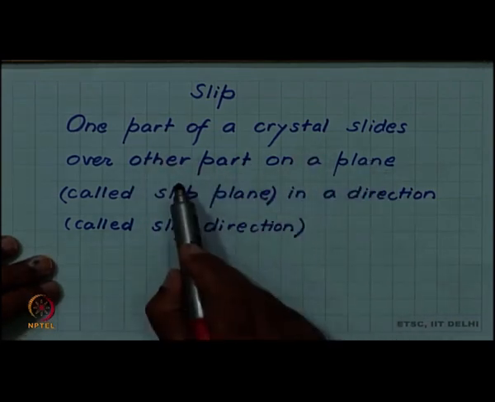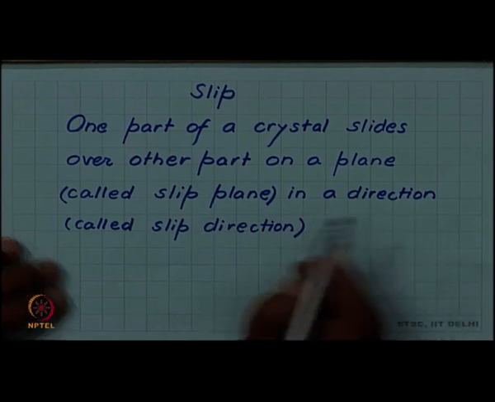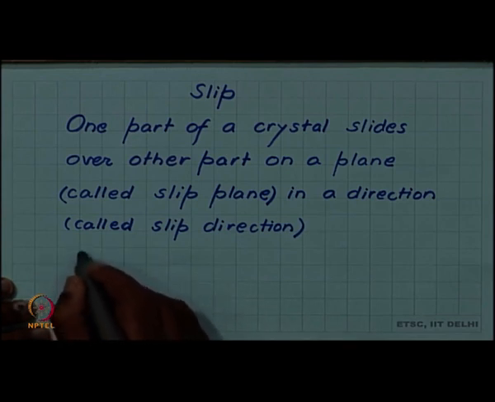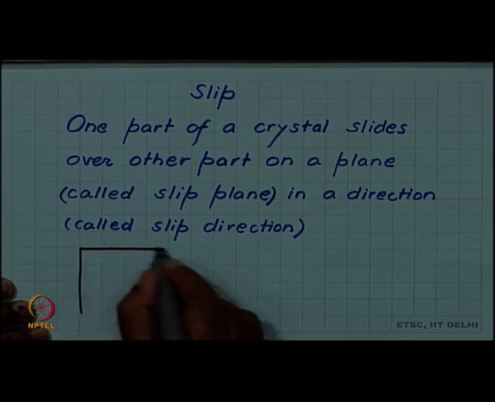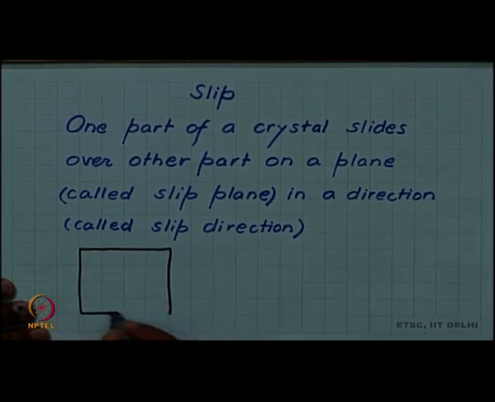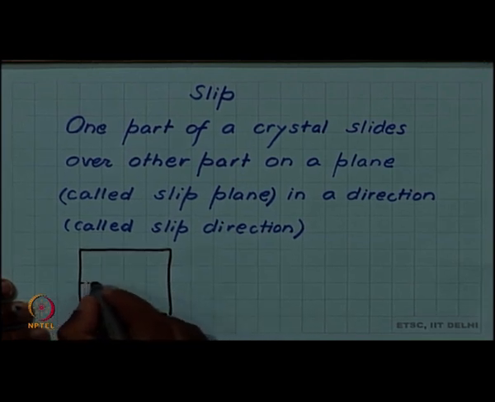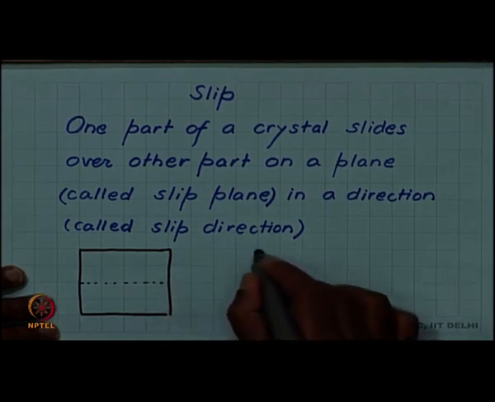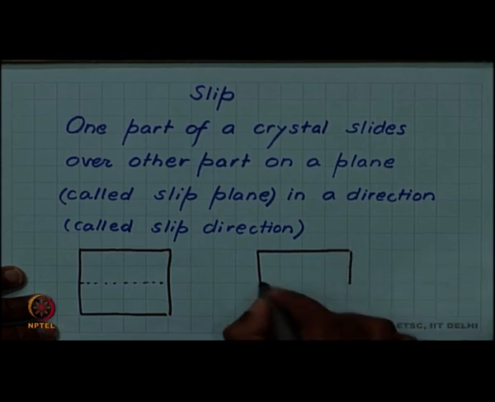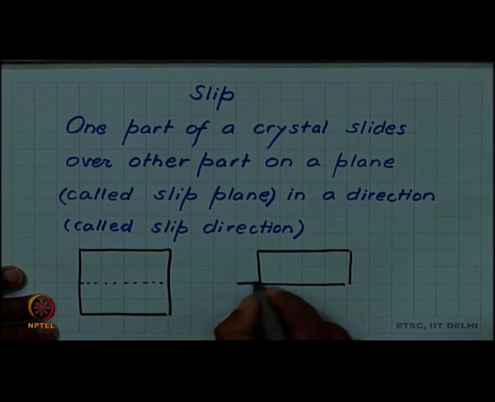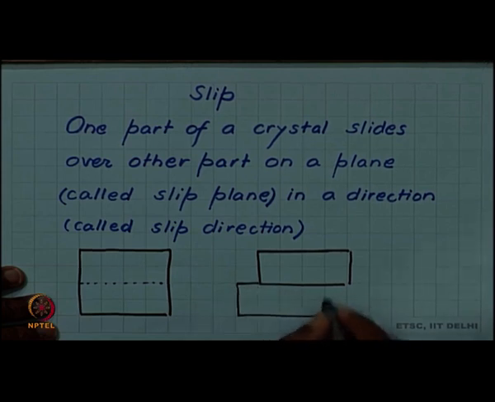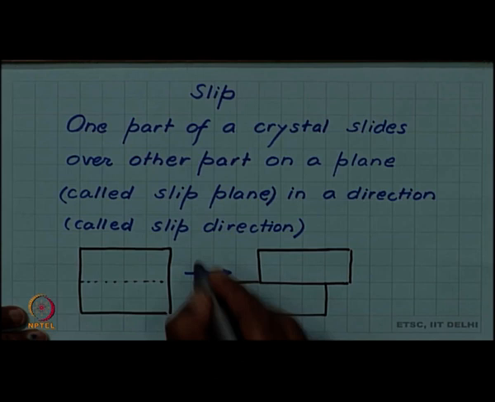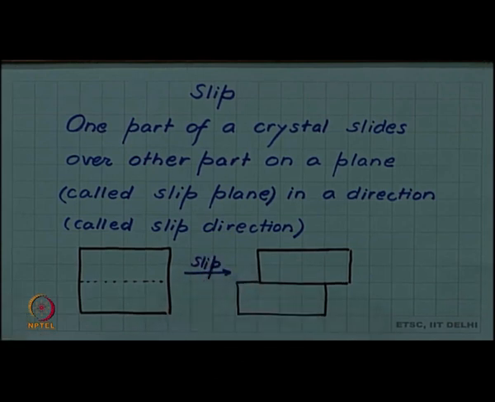one part of the crystal slides over the other part on a plane called the slip plane in a direction called the slip direction. Recall that if we have a block of material, and if this is deforming, one way of deforming is that on a plane like this, the upper half slides with respect to the lower half, then we have obtained deformation. So, this is what we are calling slip.